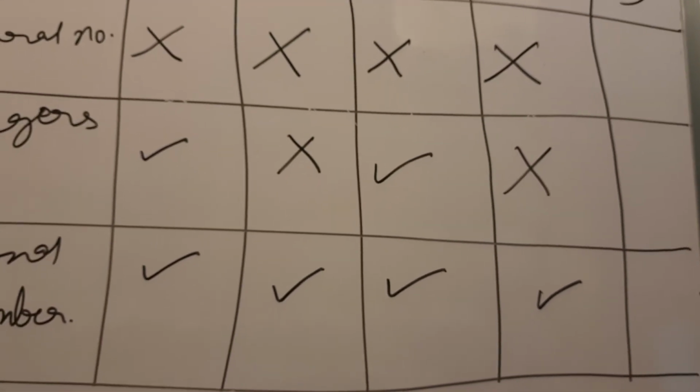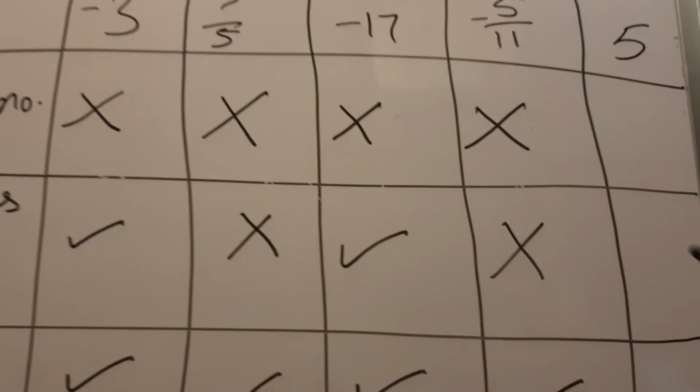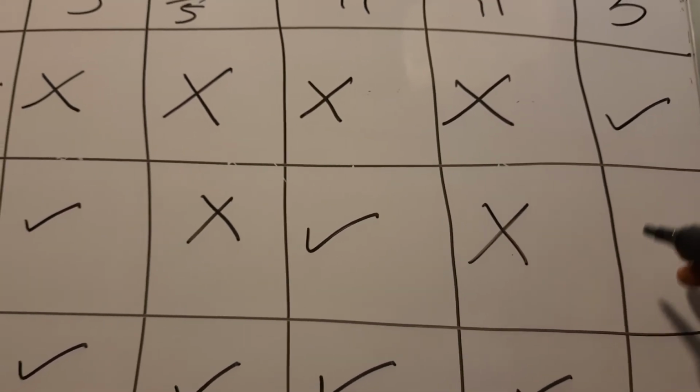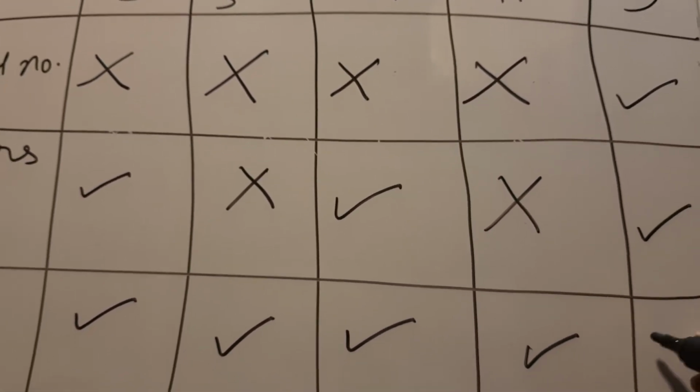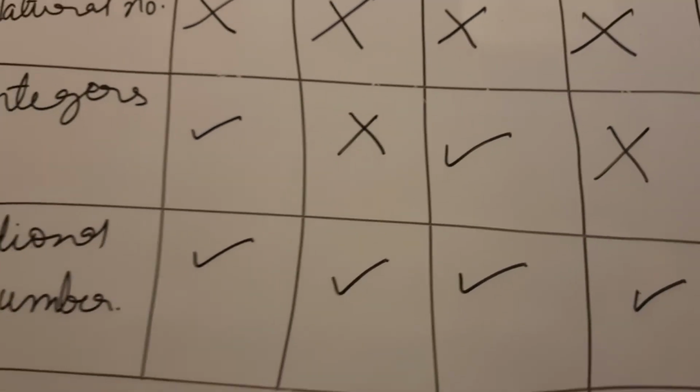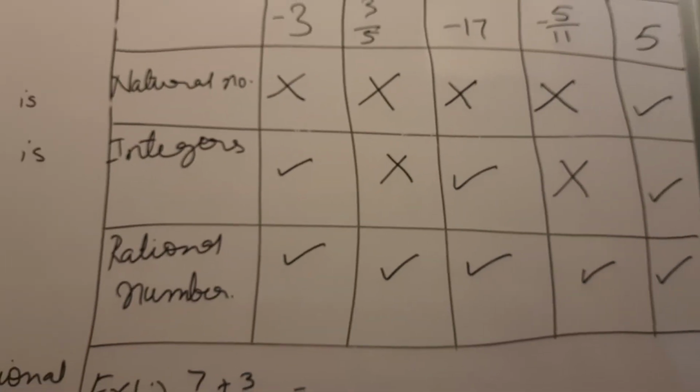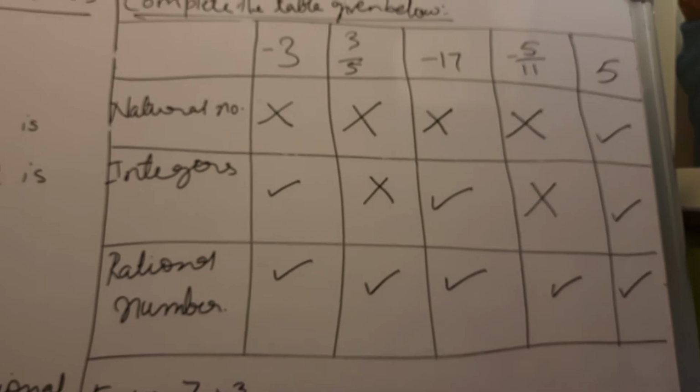5. Is it a natural number? Yes. Is it an integer? Yes. Is it a rational number? Yes. Look at it carefully. Okay.